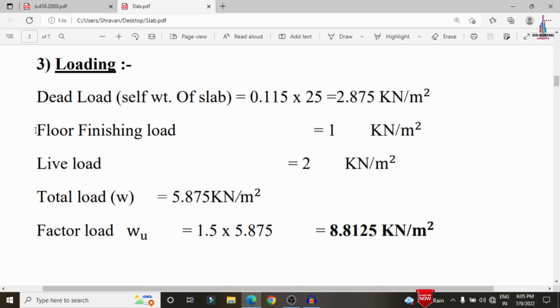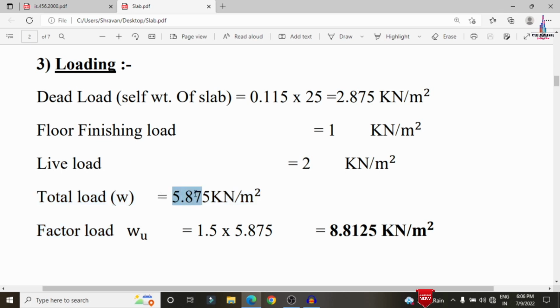The next step is to assume the floor finishing load, which comes from the marbles and tiles laid on the slab. Here I am taking the marbles and tiles as a maximum thickness of 100 mm. If you multiply 0.1 by the unit weight of mortar, 20, we get 1 kilonewton per meter square. This time I am assuming the live load is 2 kilonewton per meter square for this particular slab area. The next one is the total load calculation. The total load is the summation of the dead load of the self weight of the slab, the floor finishing load, and the live load.